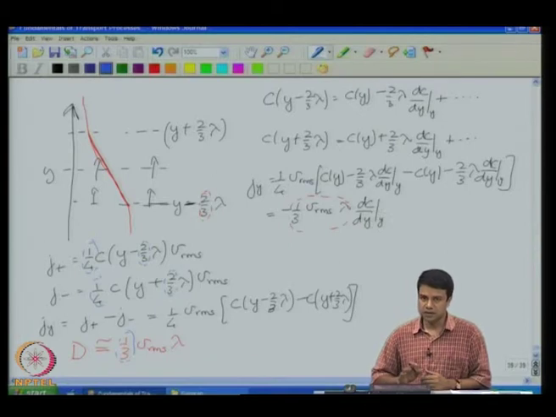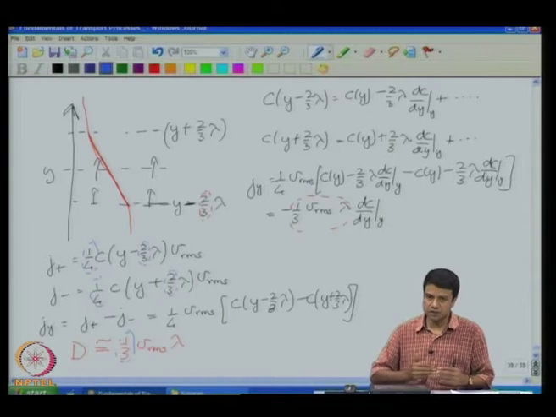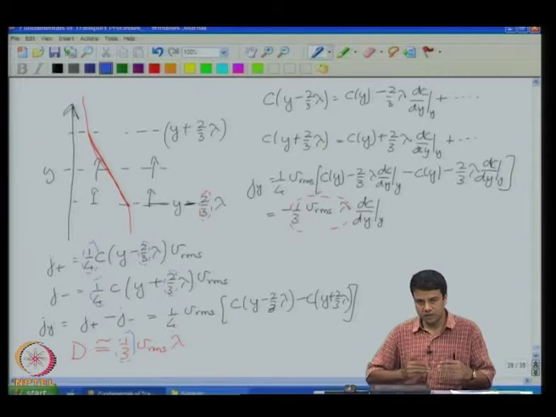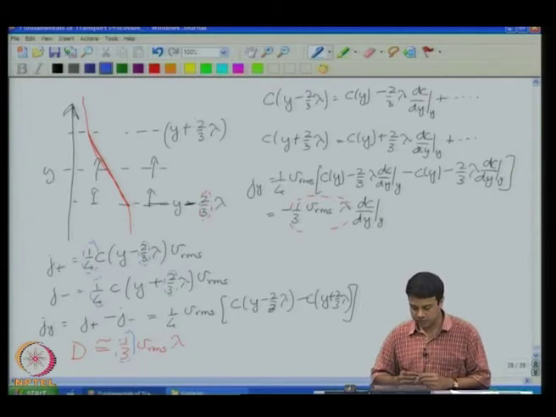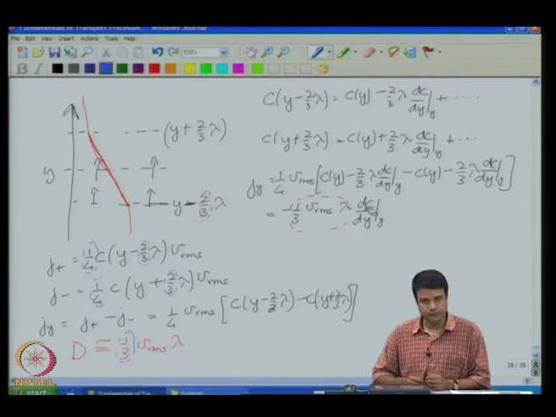So, in all cases, for all gases, the diffusion coefficient has to be proportional to Vrms times lambda, because diffusion occurs due to the fluctuating motion of the molecules. That fluctuating motion depends upon the root mean square velocity, and the diffusion takes place over a distance comparable to the mean free path, because that is the microscopic scale. So, it is going to be sensitive to the variations in concentration over a distance comparable to the mean free path. The change in concentration over that distance is going to be equal to lambda times dc by dy. And that is why the diffusion coefficient has this form.